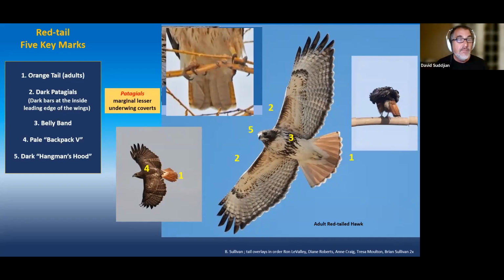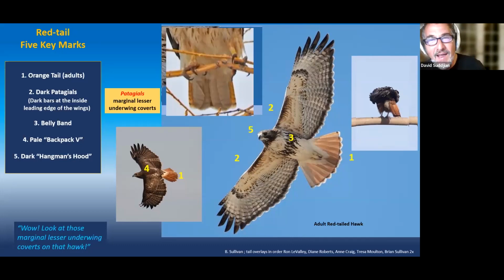So our second mark is the dark patagials. Now, we had to throw in a technical term, so I put in patagials here. I could have gone with the marginal lesser underwing coverts, but that's such a mouthful. So let's go with patagials, and it makes you sound intelligent. Again, you want to be a varsity birder. You don't say that dark area on the front part of the wing, you say patagials. Then you pronounce it in a certain way that makes you sound a little bit annoying. No, but seriously, wow, look at those marginal lesser underwing coverts on that hawk. You know, it doesn't roll off quite as well.